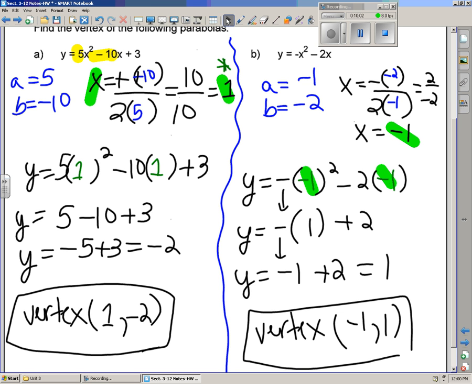Okay, so lots going on here. Being able to identify your zeros, being able to use the formula for the axis of symmetry to find the equation of that line, and then being able to use the axis of symmetry to help you find the vertex.